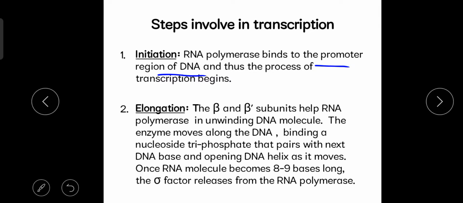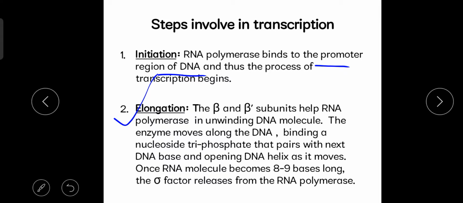In case of prokaryotic cell, this is called as the Pribnow box. So when this RNA polymerase enzyme binds to the promoter site of this template DNA strand, then the process of transcription begins. Okay, so now move to the second step, that is the elongation.